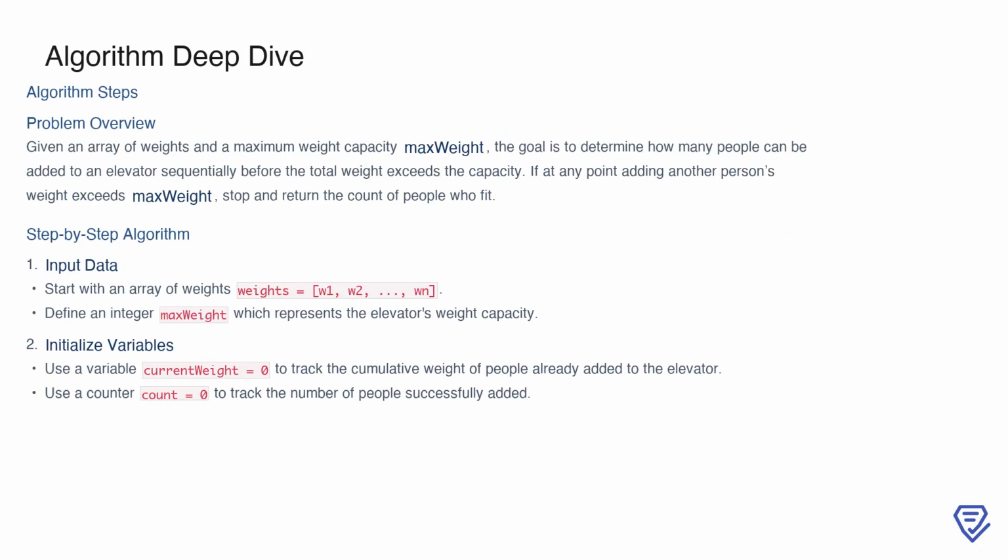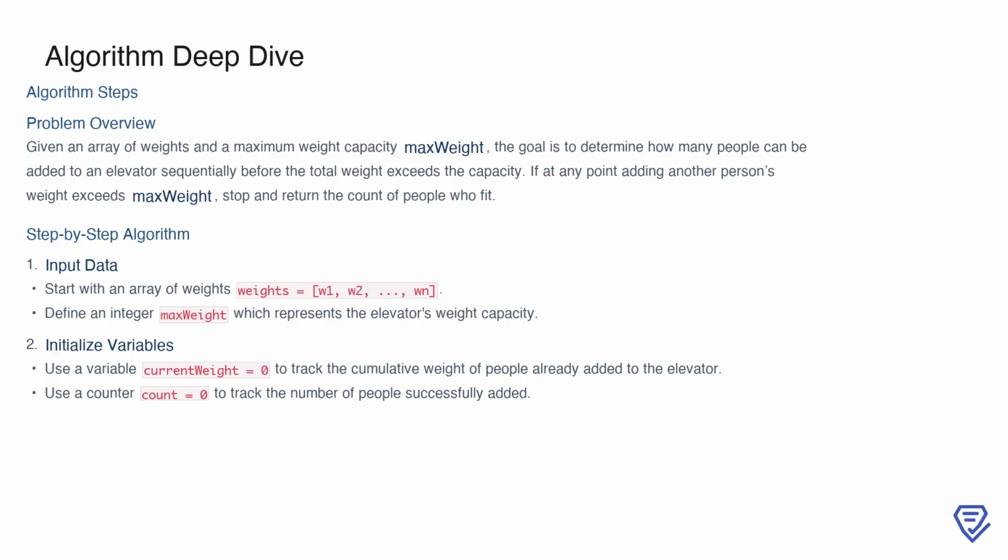To approach this problem, we need to determine how many people can enter the elevator before exceeding its maximum weight capacity. Imagine we have an array of weights representing the people waiting for the elevator. Alongside that, we have a maximum weight limit, max weight, which the elevator cannot exceed. The task is to sequentially add people to the elevator, one at a time, until adding another person would cause the total weight to surpass this limit. At that point, we stop and return the total number of people who successfully fit.